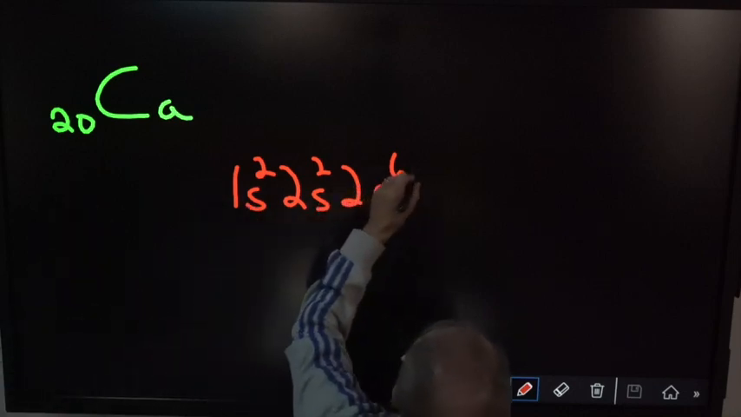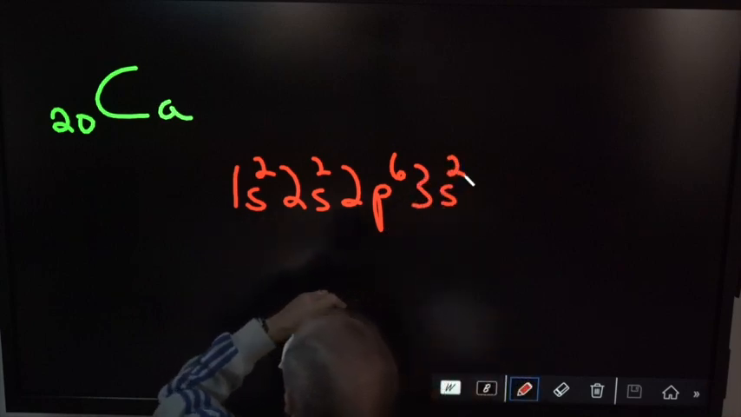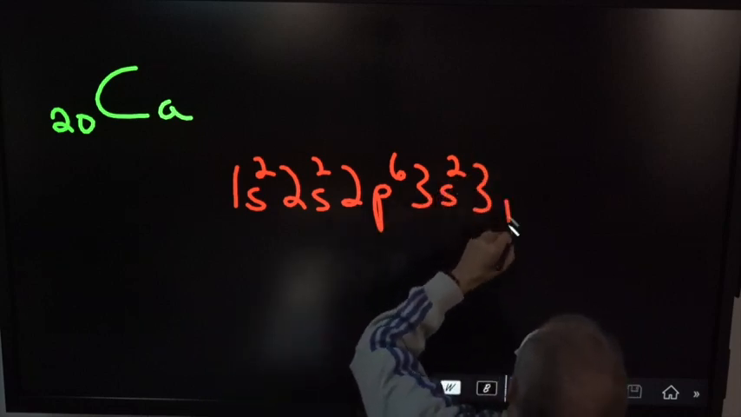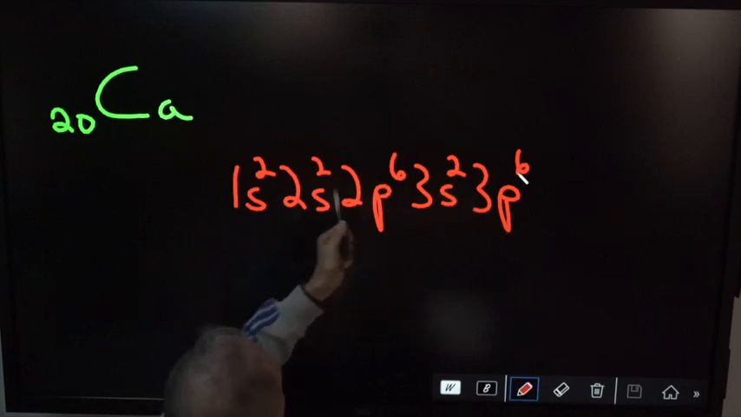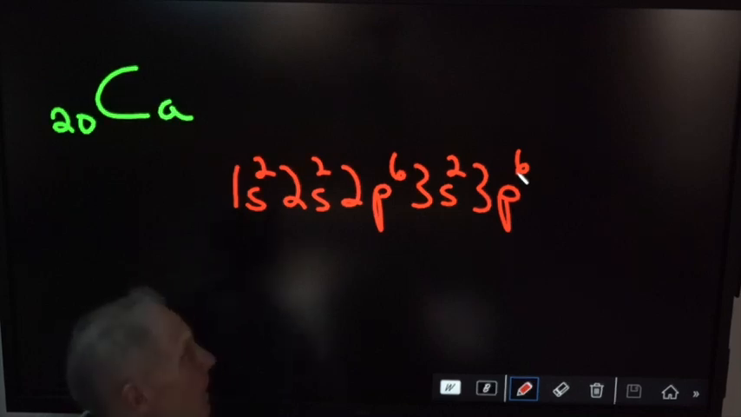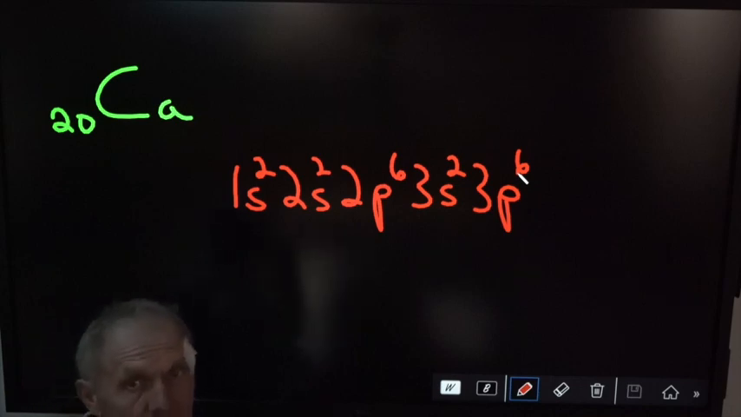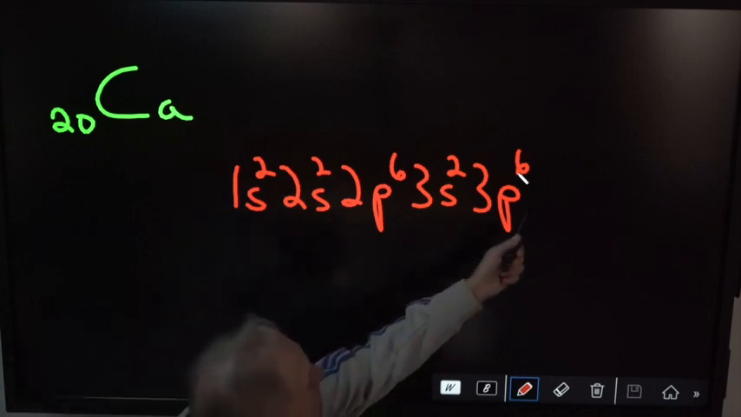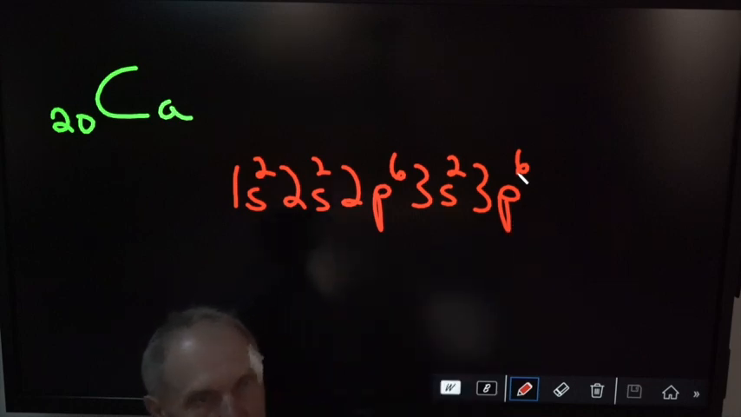So I go 3s2. So I've used up 12. 3p6. So look it. I've used up 12, 13, 14, 15, 16. I've used up 18. I've got 2 more electrons left. All right? Now, this is a big sticking point for everybody. I got 2 electrons left, and everybody goes, oh, let's just go 3d2. You can't do that. Listen to my rule.